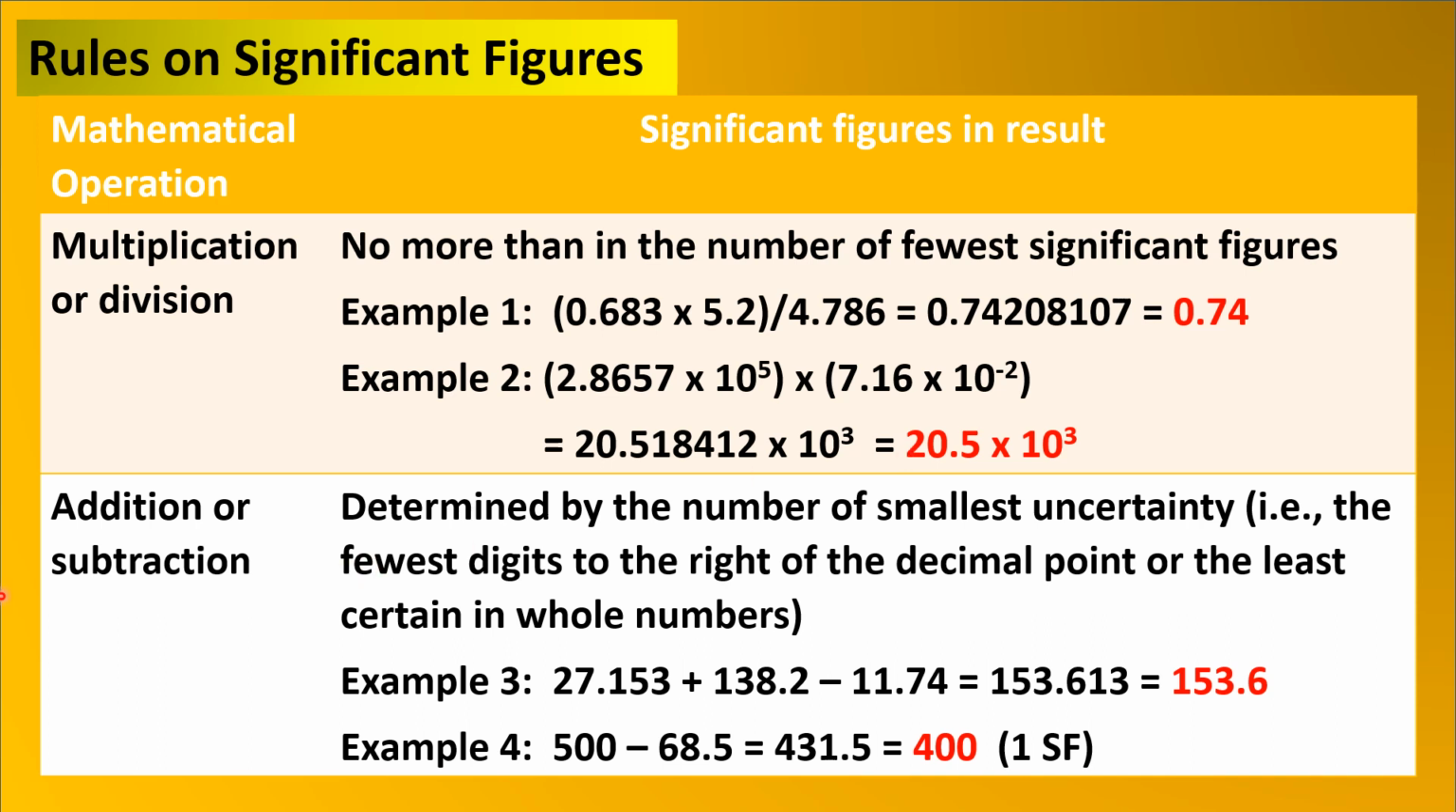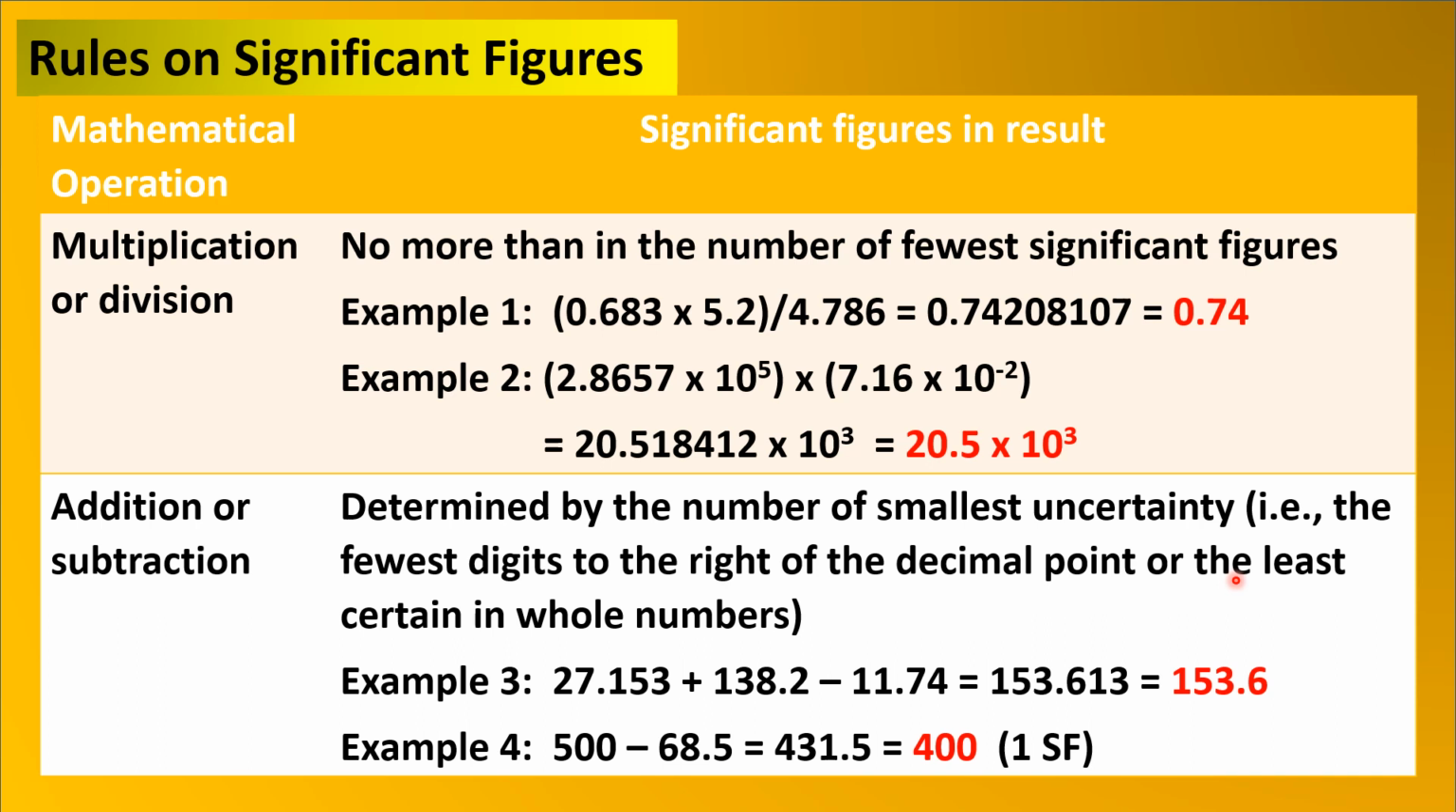Now, for addition and subtraction, the rule is determined by the number of smallest uncertainty. That is, the fewest digits to the right of the decimal point. If you're talking about numbers with digits after the decimal point, or for numbers that are expressed in whole numbers.